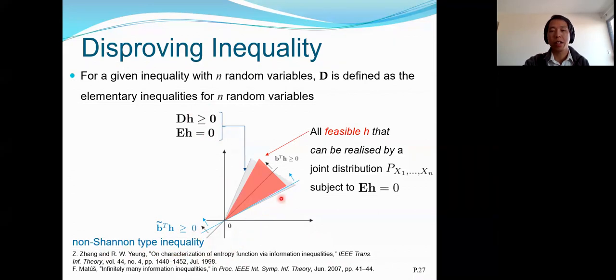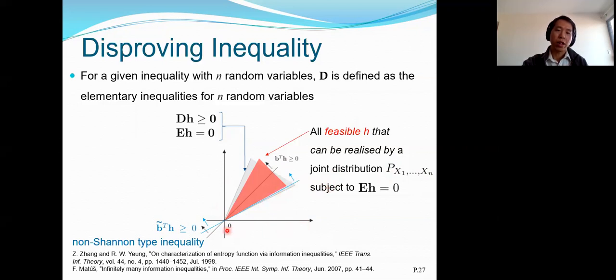However, this inequality is true. It means that no matter how you try different choices of distribution, and then you generate the vector H, you plug into this information inequality, you can always see that it is positive. The red region is always above this blue line.